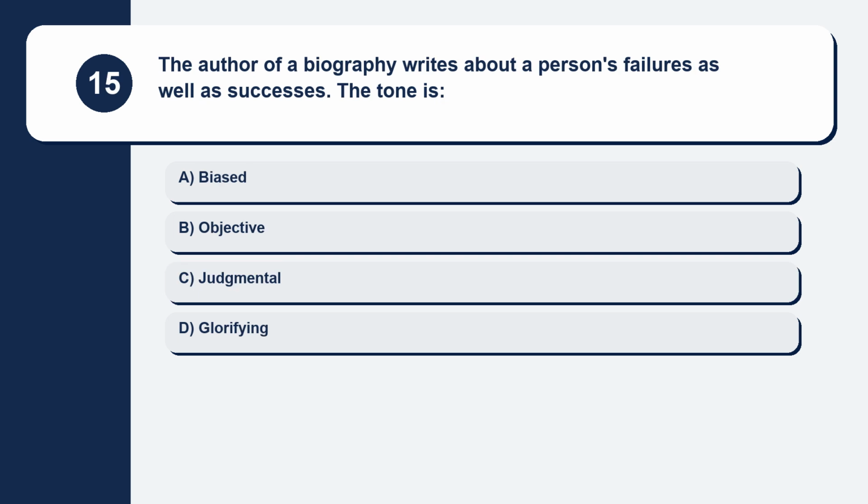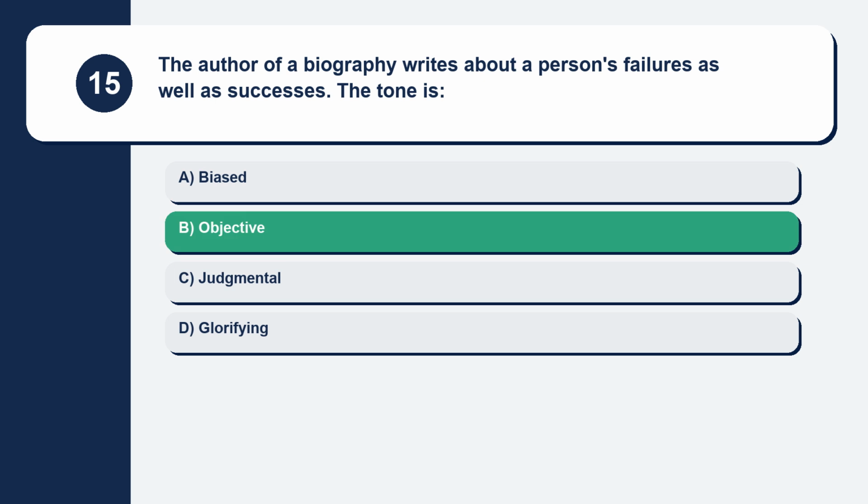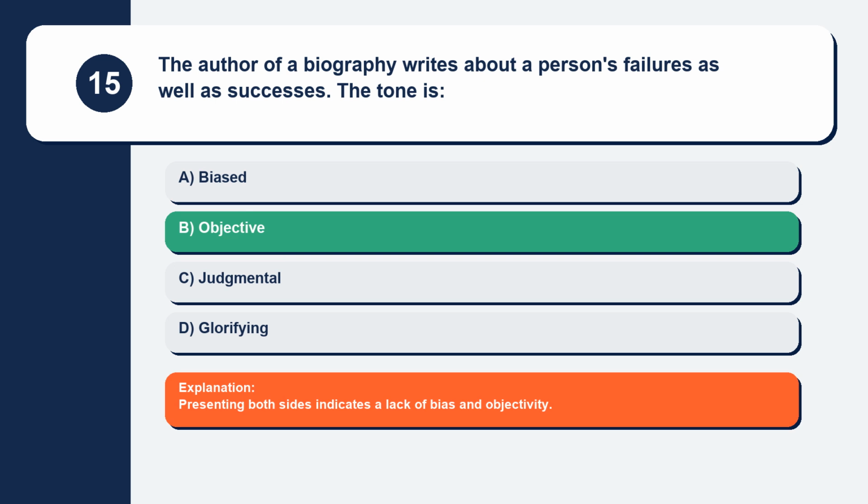Question 15. The author of a biography writes about a person's failures as well as successes. The tone is biased, objective, judgmental, or glorifying. Presenting both sides indicates a lack of bias and objectivity.